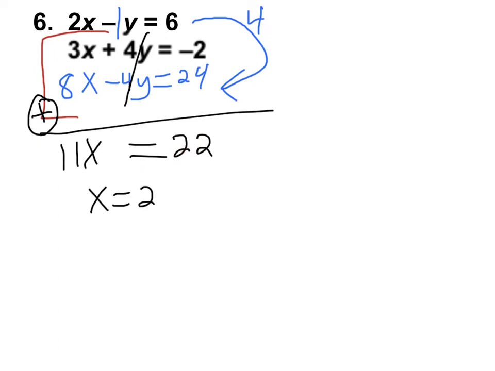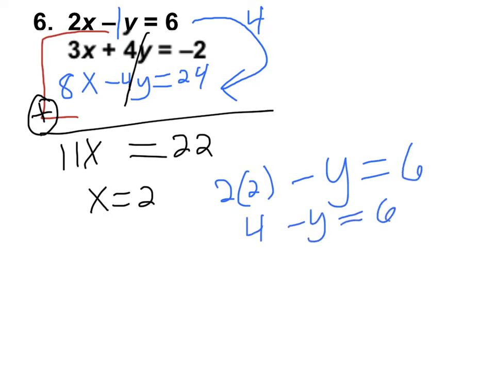And so now I take this 2 and I plug it into one of the original equations. Choose either one. I'll just choose this first one here. So I'll have 2x, but now I know x is 2, minus y equals 6. So that's 4 minus y equals 6. I'll subtract 4 from each side. I'll get negative y equals 2.